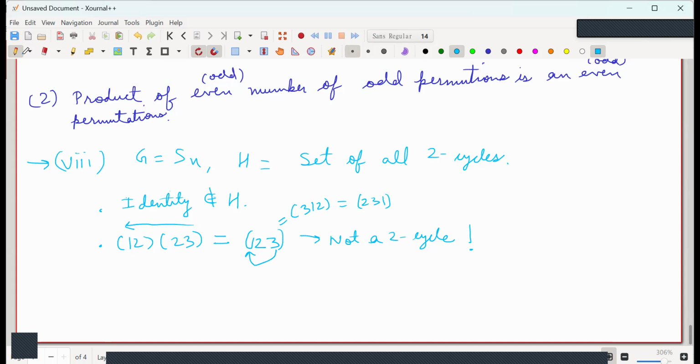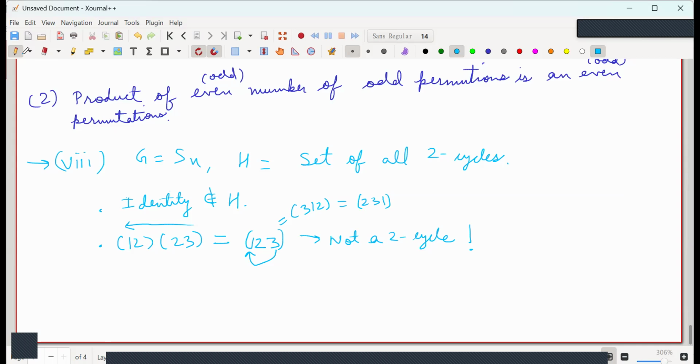Yes, sir. But can you just once again do that, sir? That from left to right. 2 goes to 3 and 3 goes to 1. No, 3 is not here. 2 goes to 3 and that's it. 3 is not here. So 2 will be sent to 3 only. You're starting with 2, right? Yeah, so 2 goes to 3 and that's it. 3 will again go back to 2.